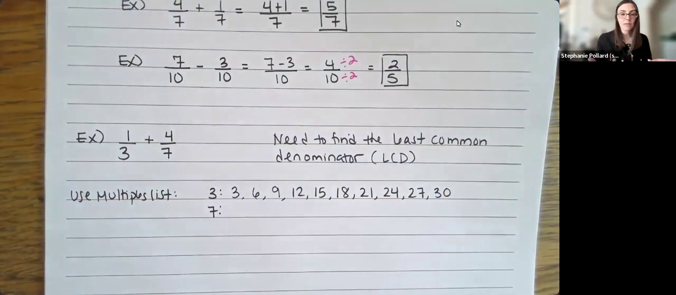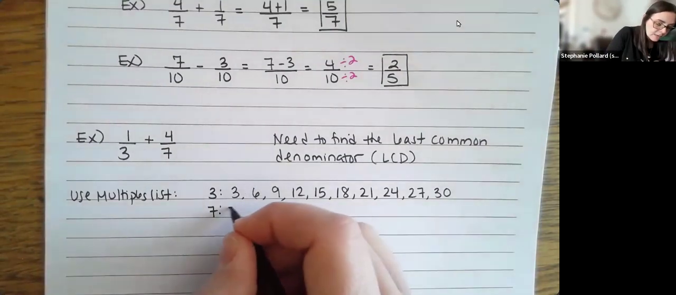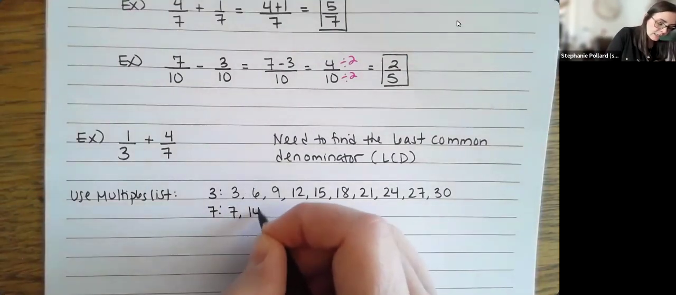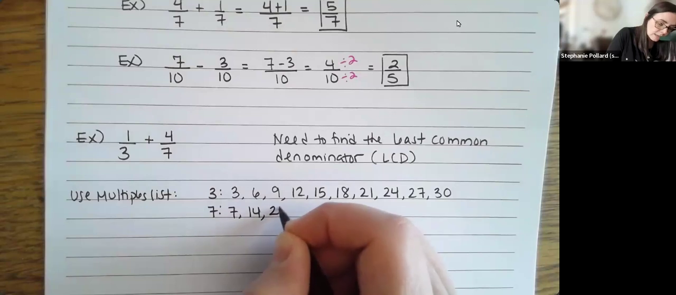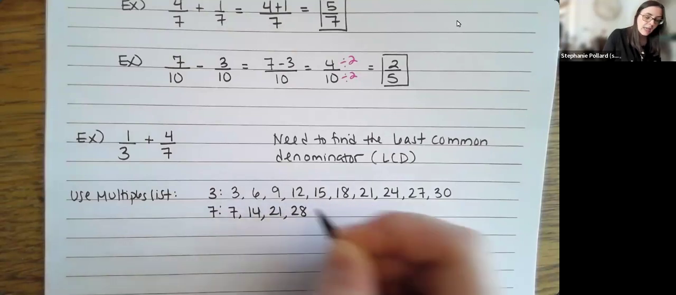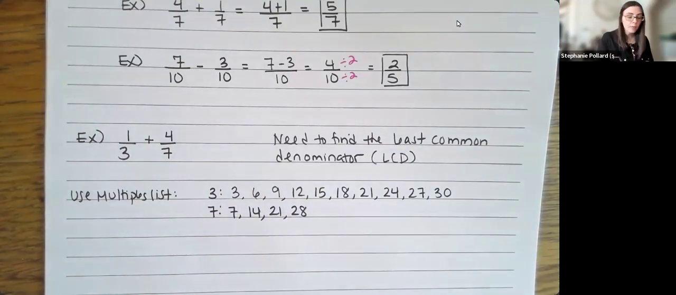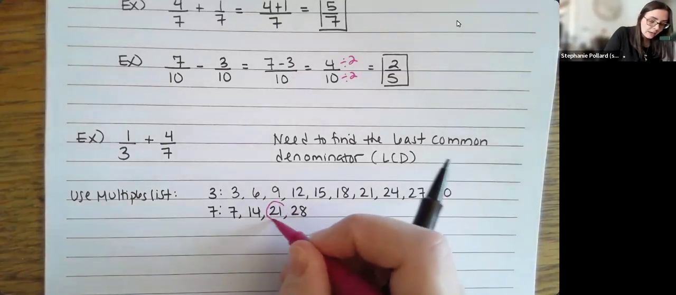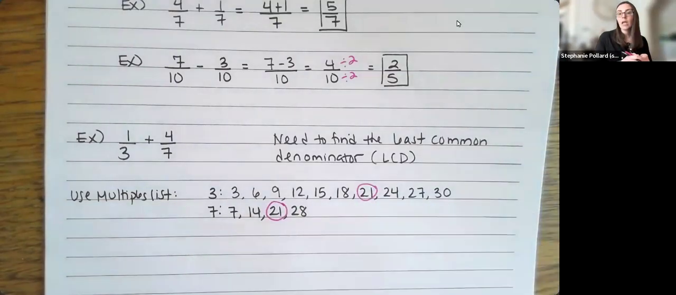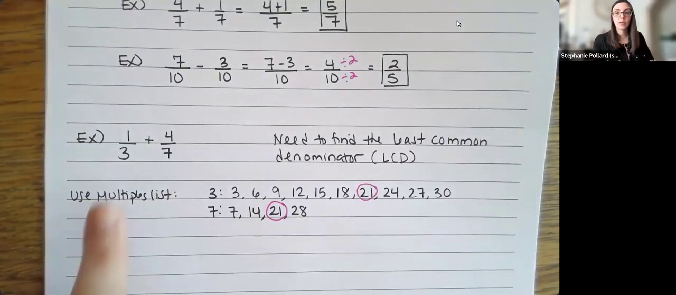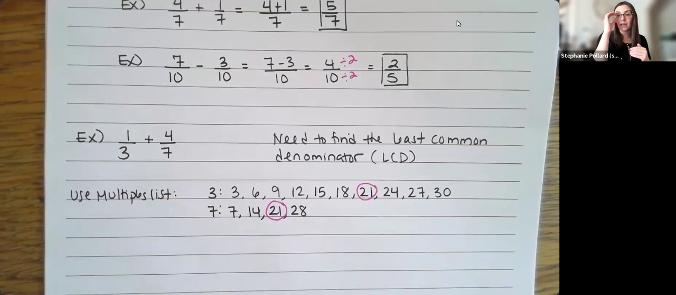And then you do the same thing for 7. 7 times 1 is 7, 7 times 2 is 14, 7 times 3 is 21, 7 times 4 is 28. And what you're going to do is you're going to stop when you see one in common. So that's really all you're doing here. And as you get more comfortable, you can sort of just do this in your head and think about, well, if I think about my multiples, what would they have in common there?